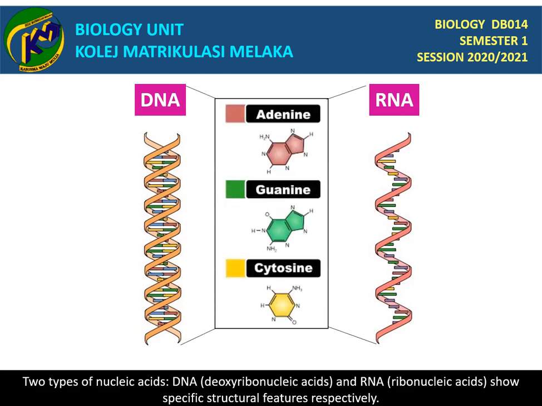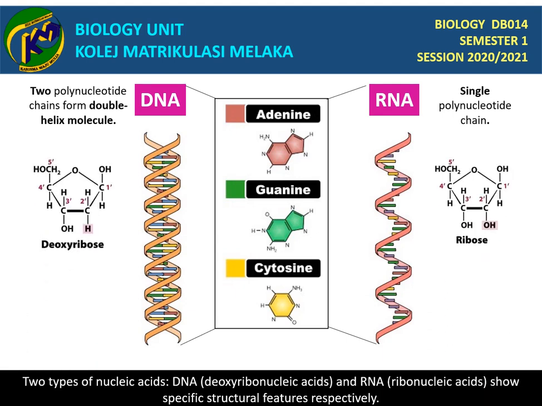Both have adenine, guanine, and cytosine as their nitrogenous bases, but they still differ from each other in terms of the number of polynucleotide chains, the type of pentose sugar, and the presence of thymine, which is only found in DNA, and vice versa, uracil is only found in RNA.